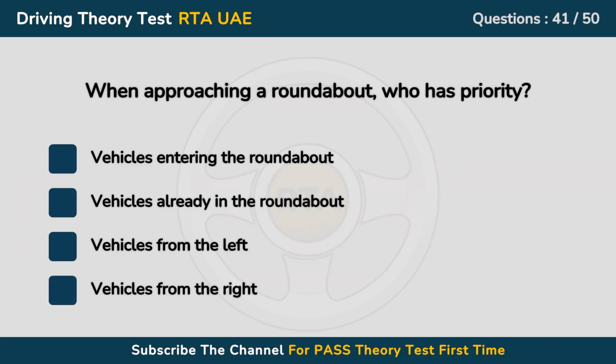Question 41. When approaching a roundabout, who has priority? A. Vehicles entering the roundabout. B. Vehicles already in the roundabout. C. Vehicles from the left. D. Vehicles from the right.